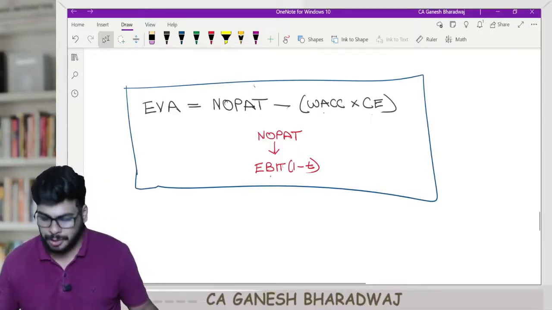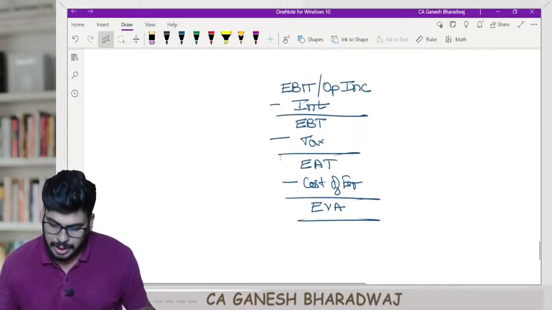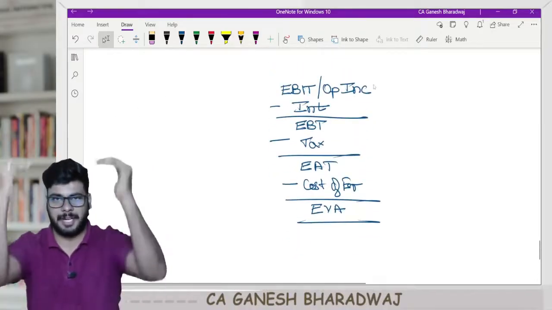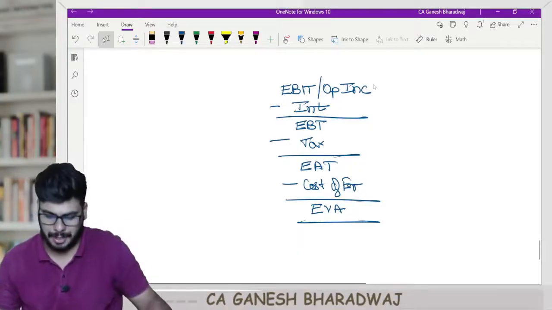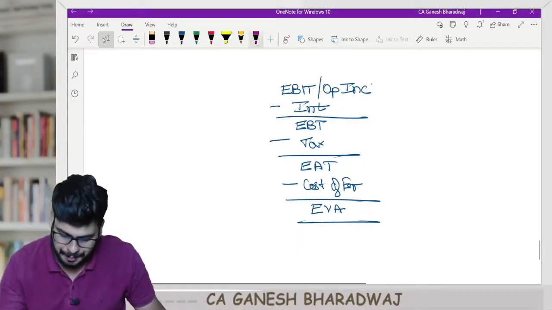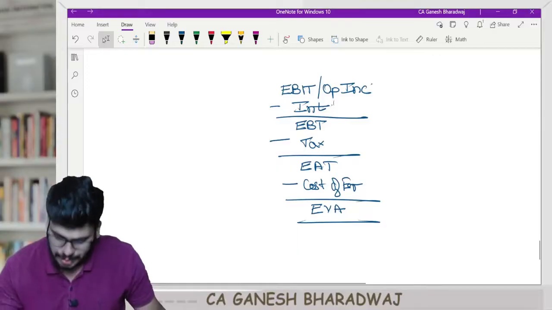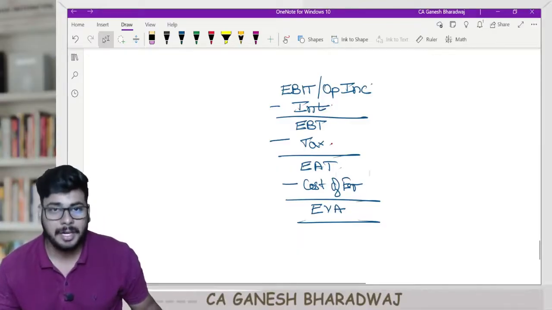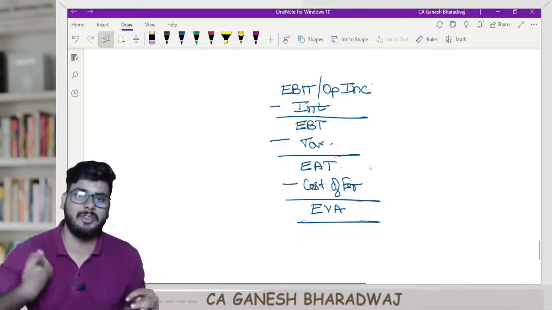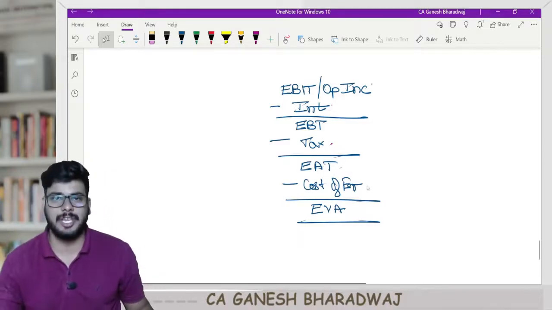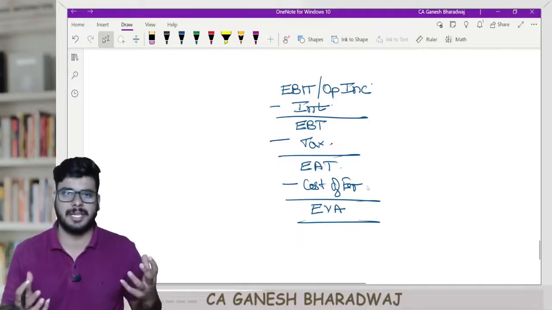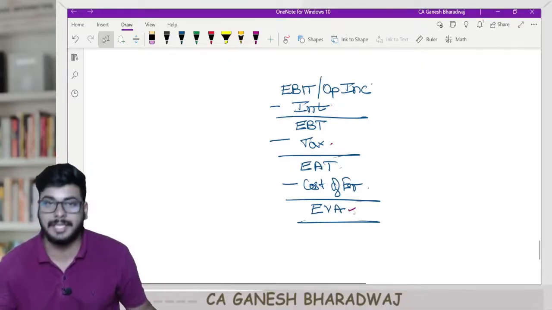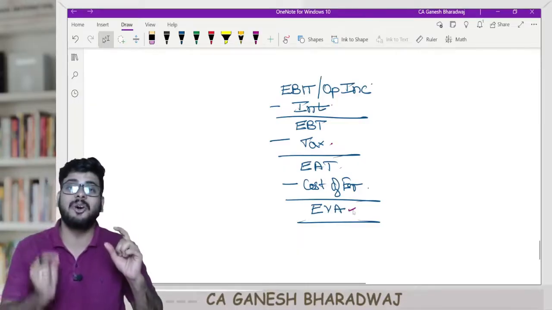Sir, what are we trying to calculate here? If I were to put this on a statement approach, this is how it will look. Now, in our income statement, EBIT minus interest gives you EBT, minus tax gives you EAT, right? Now, from this, let us also reduce the cost of equity. What is the cost of equity? The basic return expected by the equity shareholders. Whatever you have in excess is called the economic value added.